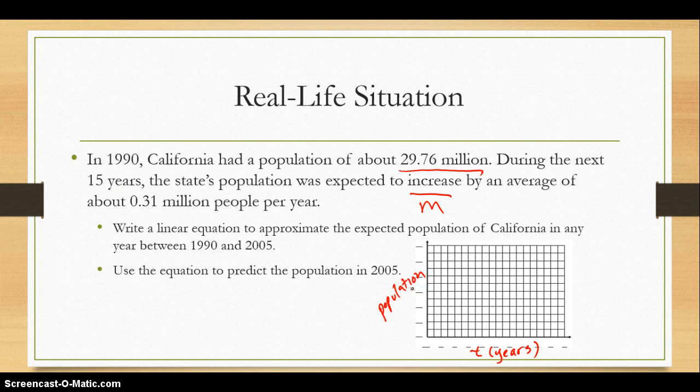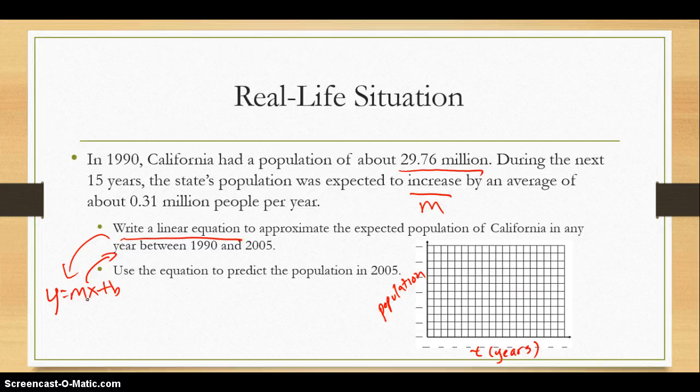So let's look at the questions that it's asking us. Write a linear equation to approximate the expected population of California in any year between 1990 and 2005. So from the information we're given, we have to be able to figure that out. So what this is asking us is write a linear equation. It's telling us we need to write a y equals mx plus b that will tell us, for any year that we want to find, what the population was.